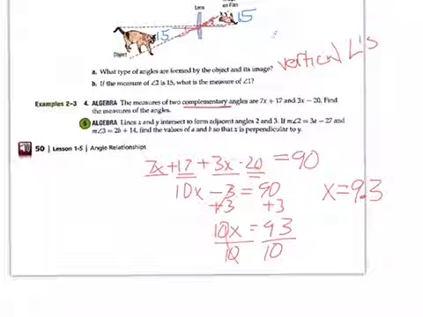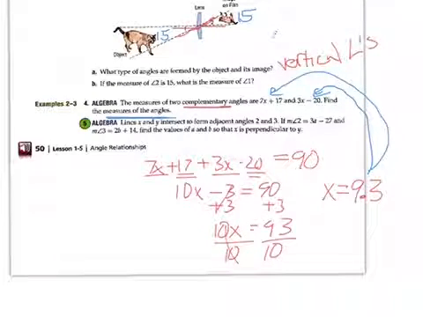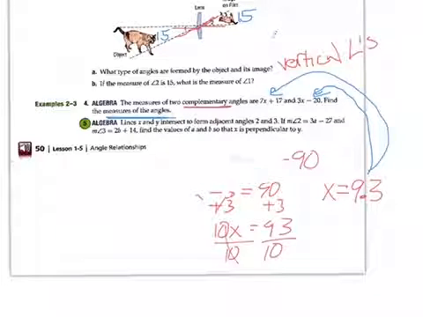So you get a decimal here. But we still haven't answered the question. It says find the measures of the angles. So then what I have to do is take 9.3 and plug it back in for x right here. I don't have a calculator with me, but that's all you would do, just plug those in and multiply them on the calculator. Okay. Now let's do number 5.